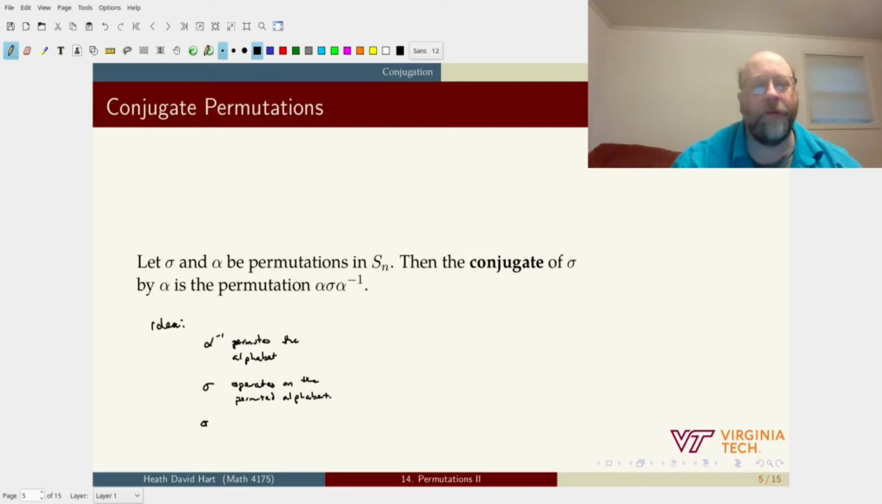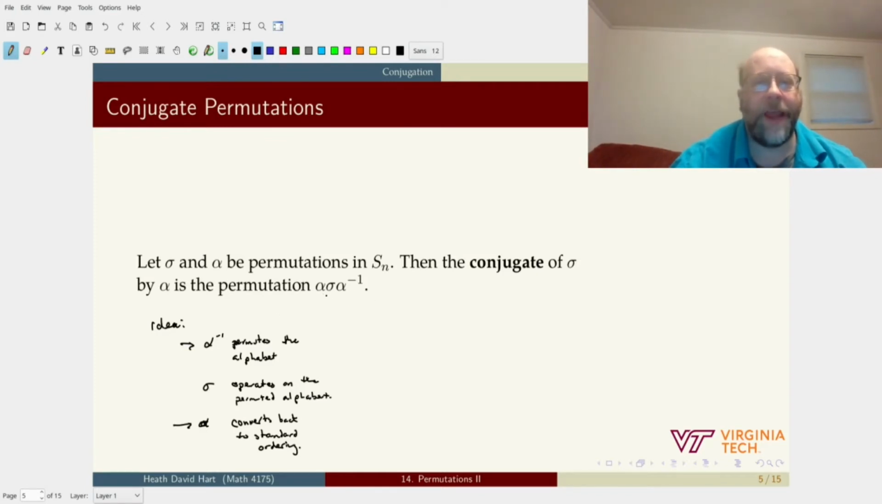And then alpha inverse, not alpha inverse, now it's just regular alpha, converts this permutation back to the standard alphabet, then undoes alpha inverse. So converts back to the standard ordering. So this is the idea that we're doing some kind of translation, and then we translate back, and then we're looking to see what the sigma does inside a translated system.